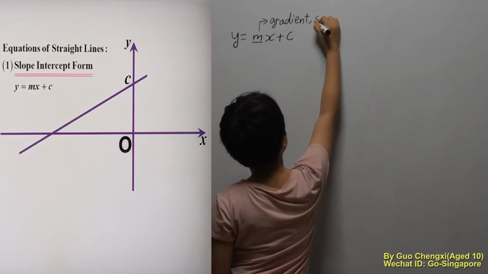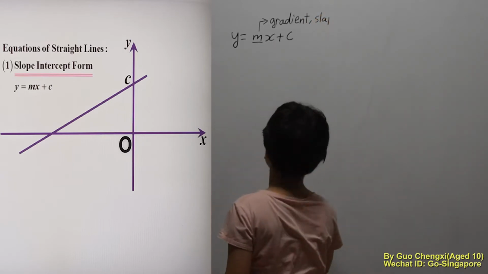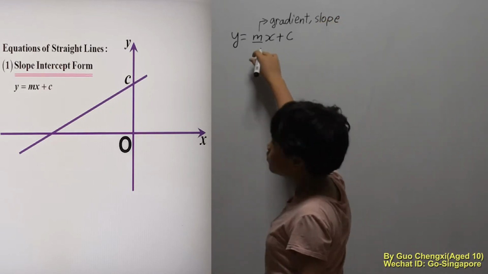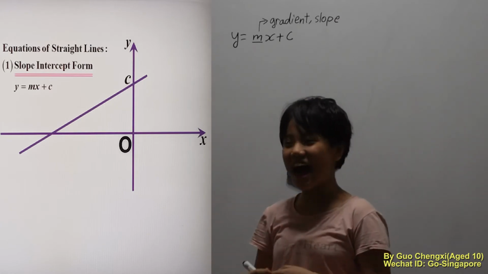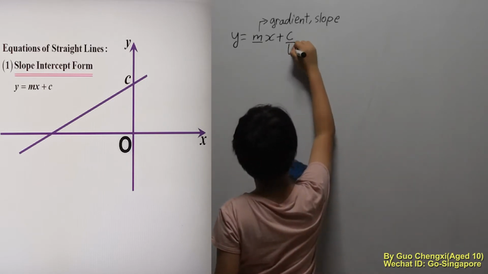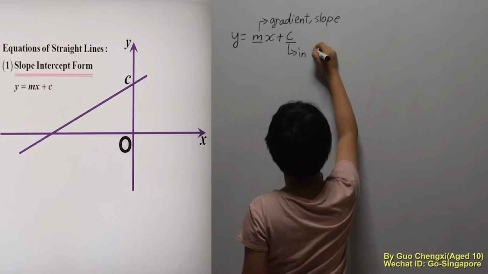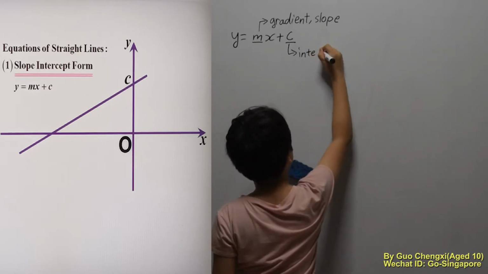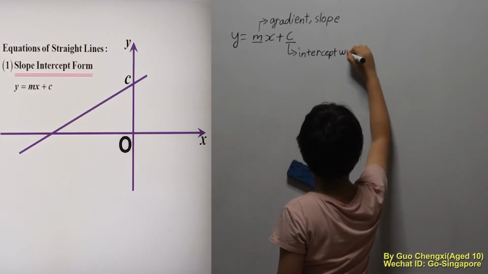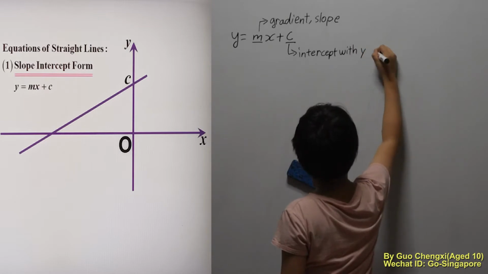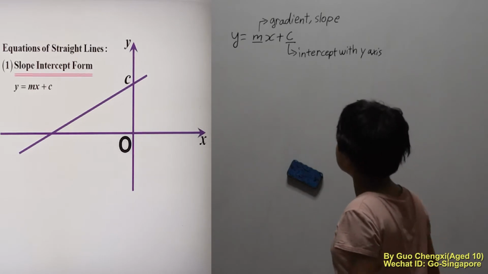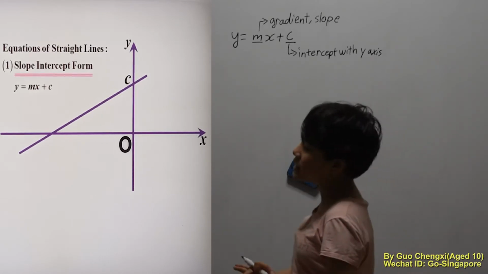Because what is m actually? Not the step, okay, the slope. So m is basically how much this part tilts. Okay? Then what is the c? It is the interception with the y-axis. Like this. Okay? Alright.